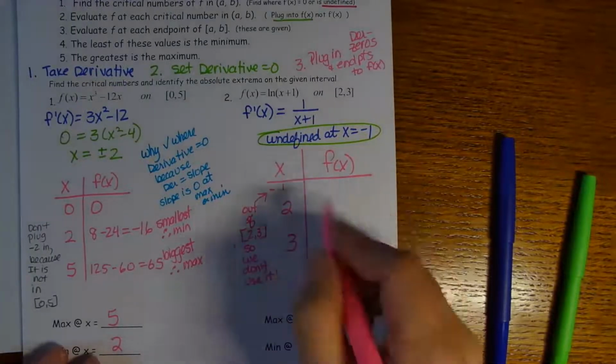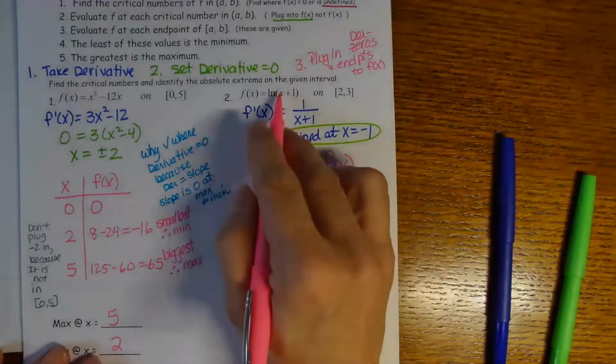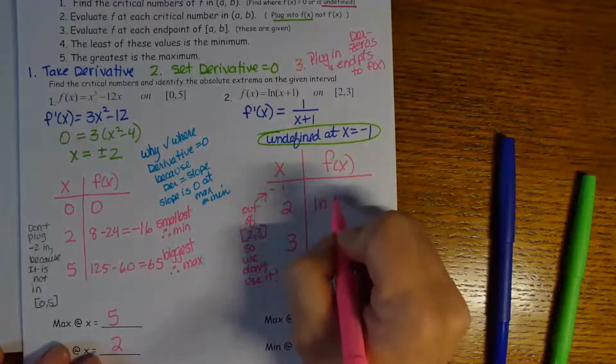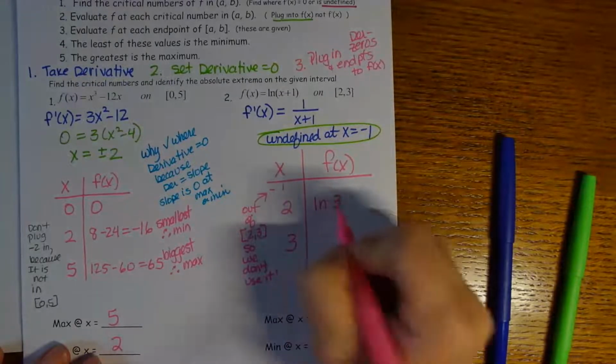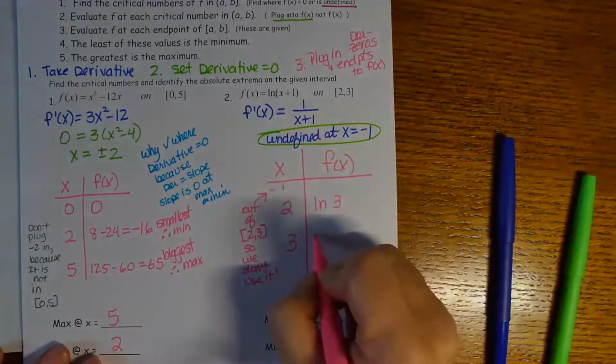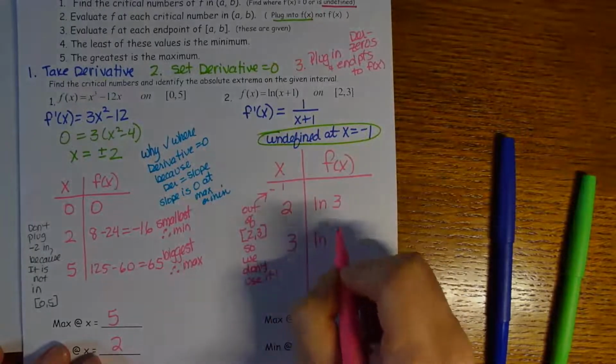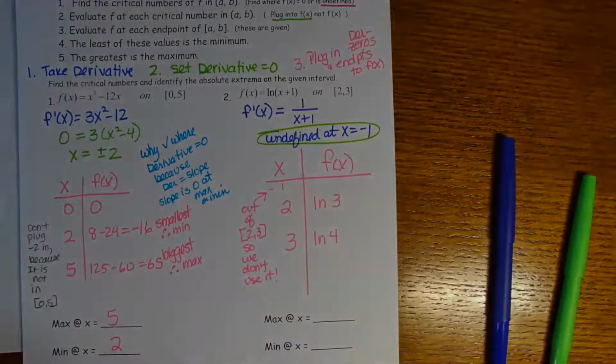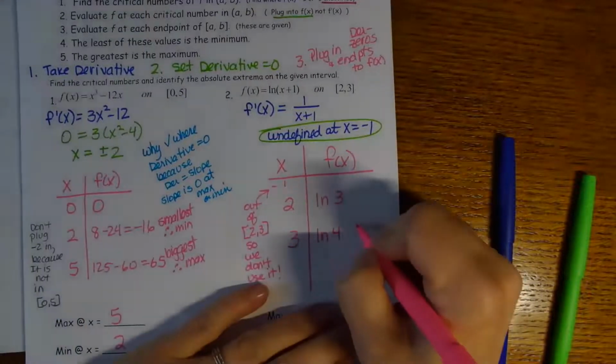So let's plug 2 in. If I plug 2 into this, what do I get? Go way up here. I get ln of, what's 2 plus 1? 3. If I plug 3 in there, I get ln of what? 3 plus 1 is 4. Now, I don't know the decimal for the natural log of 3. And I don't know the decimal for the natural log of 4. But can you tell me which one's bigger? 4. This is bigger.